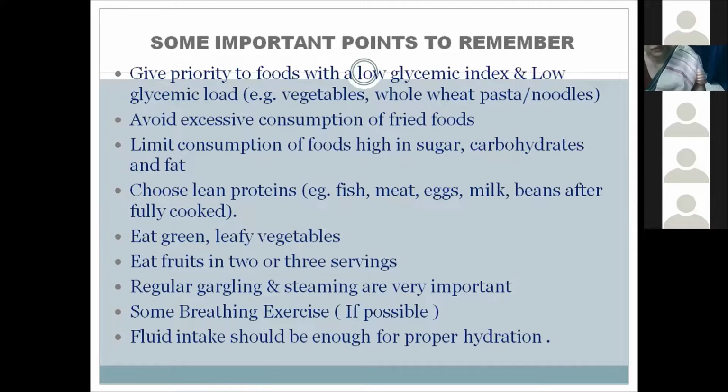Beans after fully cooked, then chola, boiled chana, and boiled chana with a little bit of salt and cucumber is tasty also. Eat green leafy vegetables, eat fruits in 2 or 3 servings, whole fruits. Try to have whole fruits if the patient can have them. If not, then we can give juices in case the patient can't have the whole food. But if the patient can have whole food, then whole food is preferable to juices.